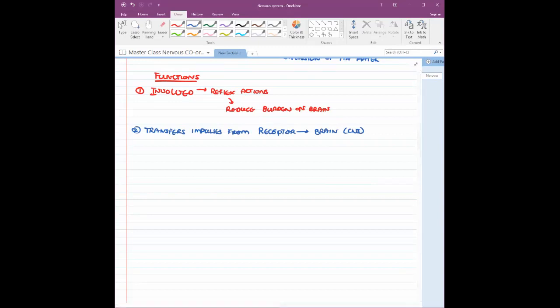Okay, and in the same way, it is also going to transfer impulses, that is commands, from the brain to the effector. So that is also done. So it transfers impulses from the brain to the effector. Effector can be either your muscle or your gland. So only two effectors, either a muscle or a gland. Okay, that's it. This is what the function is.